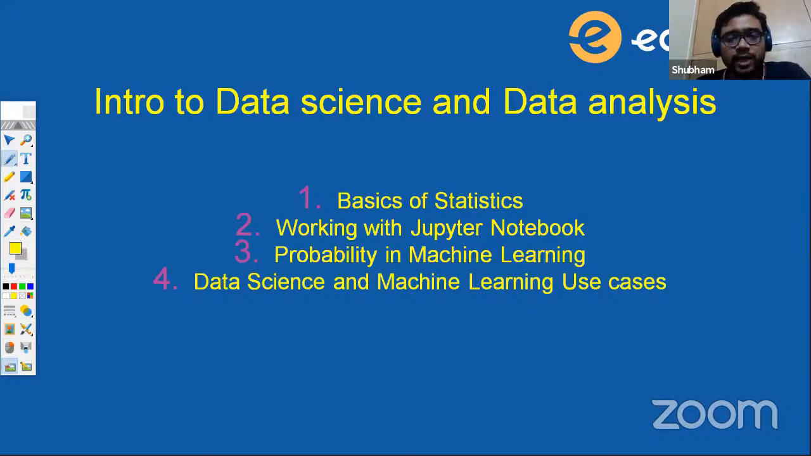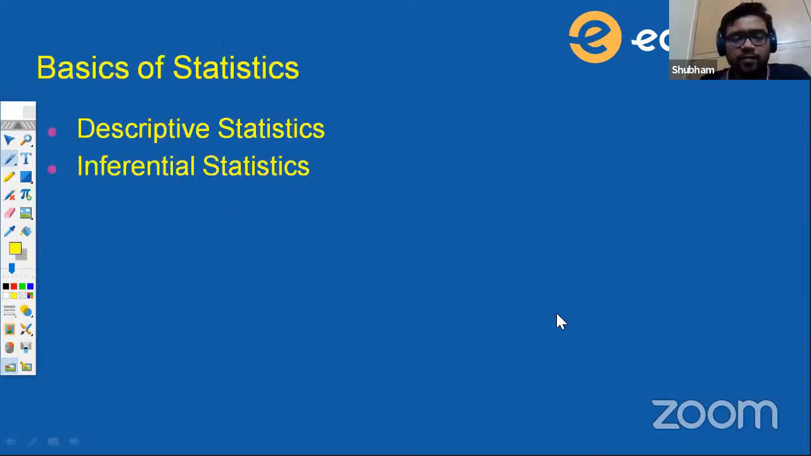Statistics, the very first part. Statistics is used to understand the data, how the data is behaving. Because to make meaning out of those 10,000 data points, we need statistics. Now let's understand what exactly statistics is. You must have definitely heard of descriptive statistics and inferential statistics.